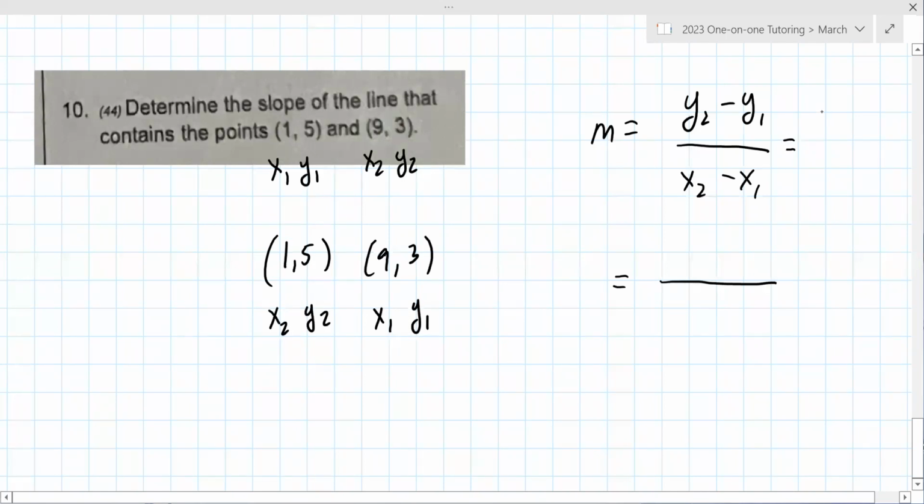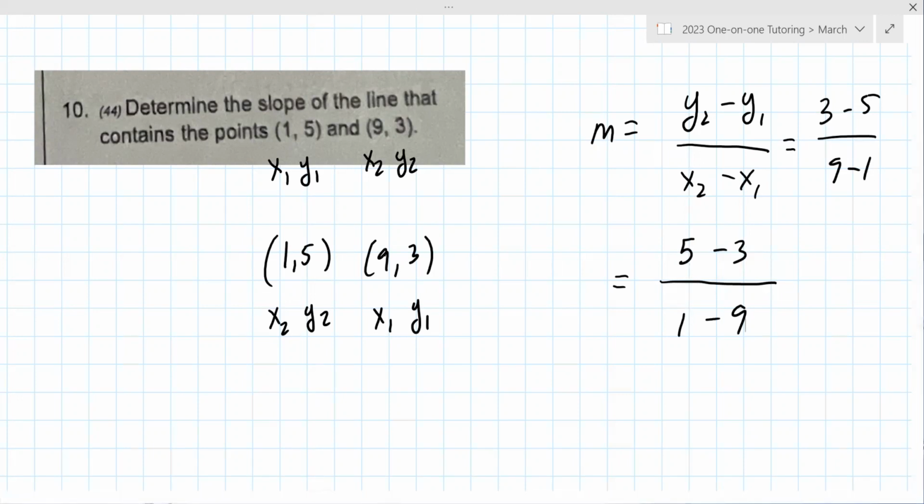We'll show it here. 3 minus 5 over 9 minus 1. Or if you want to do it the other way, 5 minus 3 over 1 minus 9, you do get exactly the same answer. But notice the 3 is above the 9, the 5 is above the 1. Is that clear? Yeah. Okay.